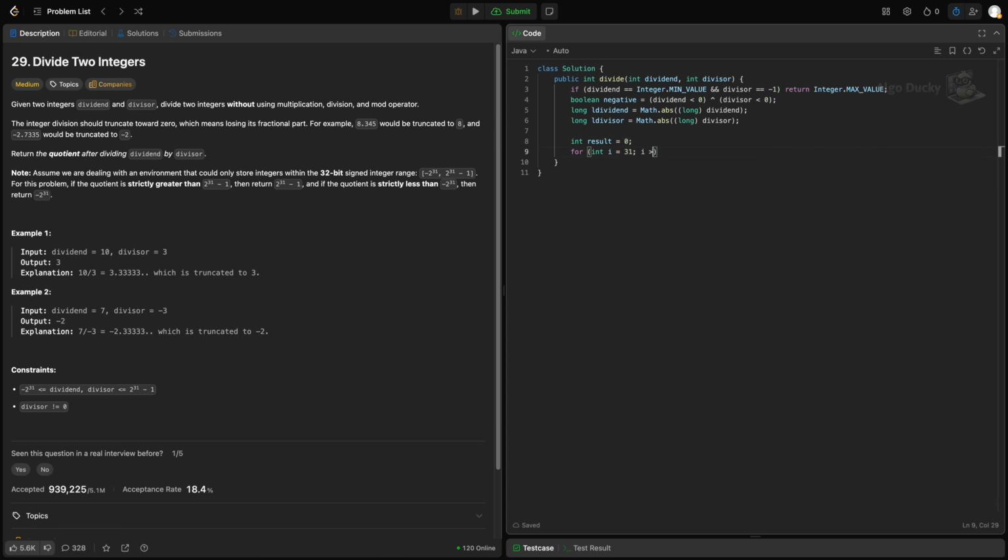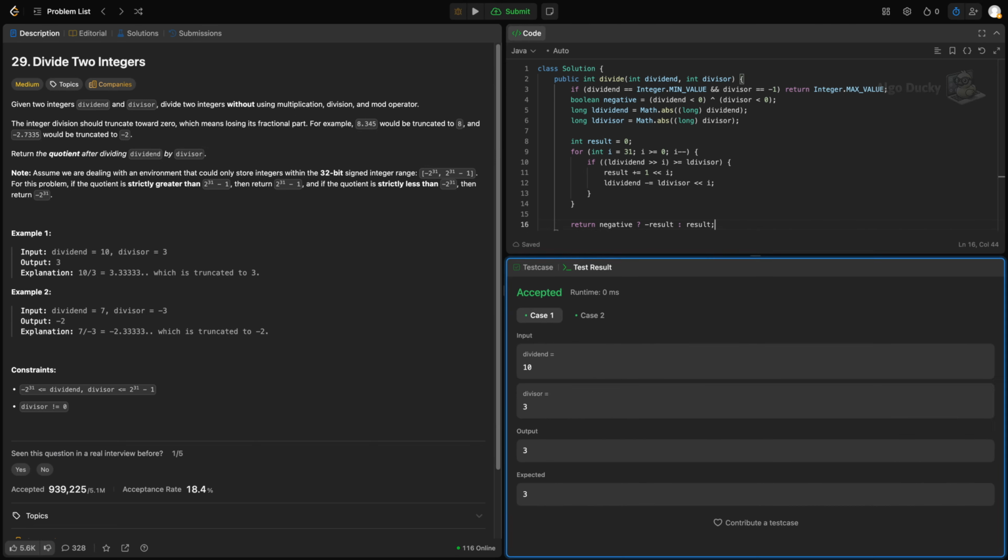This time, we loop from bit 31 down to 0. At each bit, we check if the divisor shifted left fits inside the current dividend. If it fits, we add that power of 2 to the result and subtract the shifted divisor from the dividend. Like pulling out a big chunk in one move. After collecting all the fitting bits, we apply the correct sign and finalize the result. Negative if needed, positive otherwise.